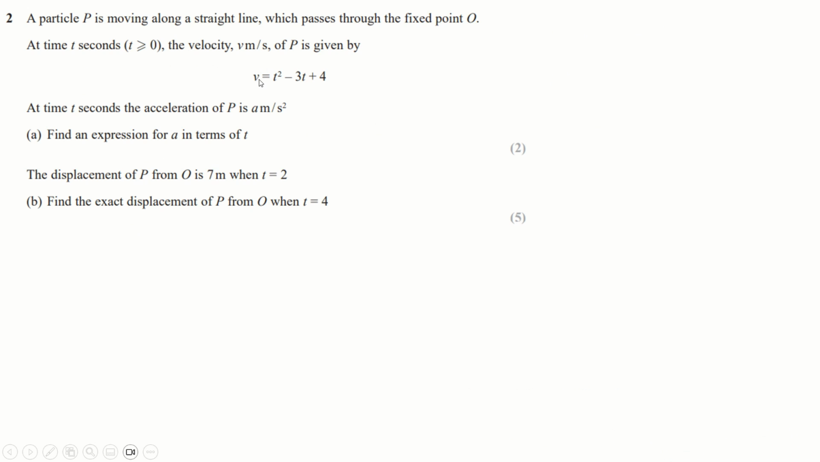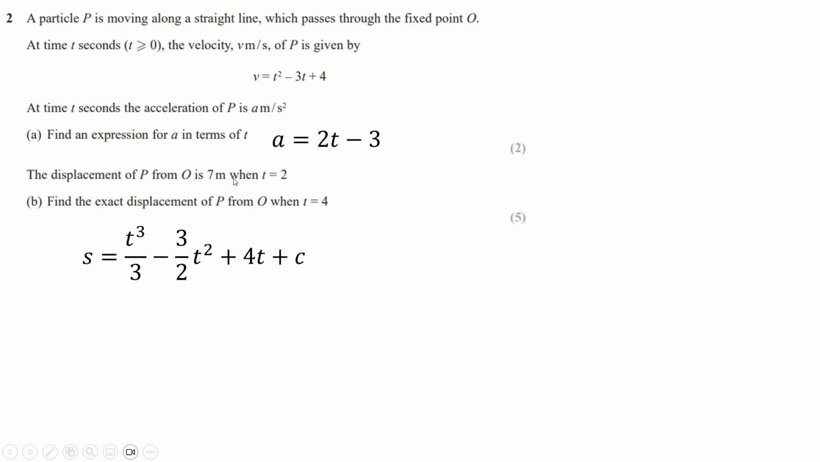When we're doing stuff like velocity, and you've been given it in terms of t, if you differentiate that, you get the acceleration. So the acceleration is dv by dt, which is just 2t minus 3, and that's as simple as that. And the displacement is given by integrating velocity. So let's just integrate this.